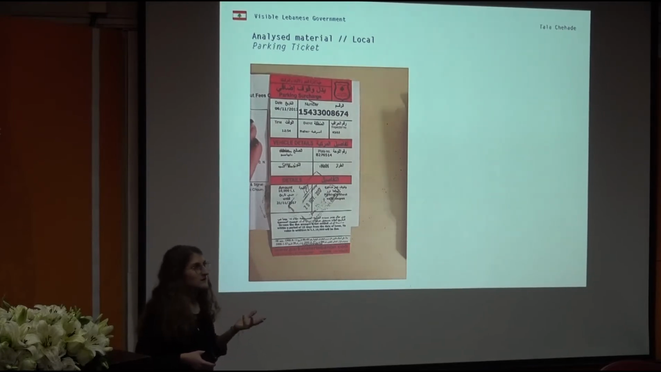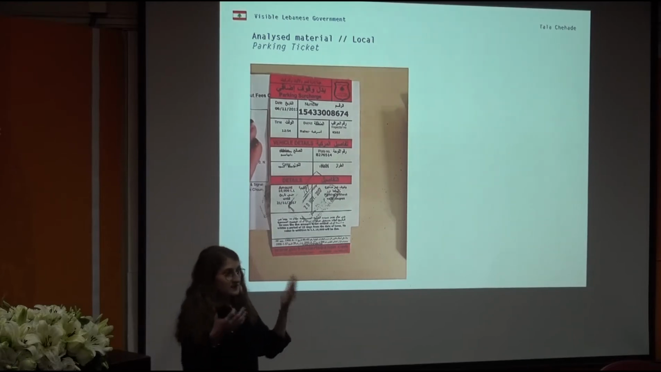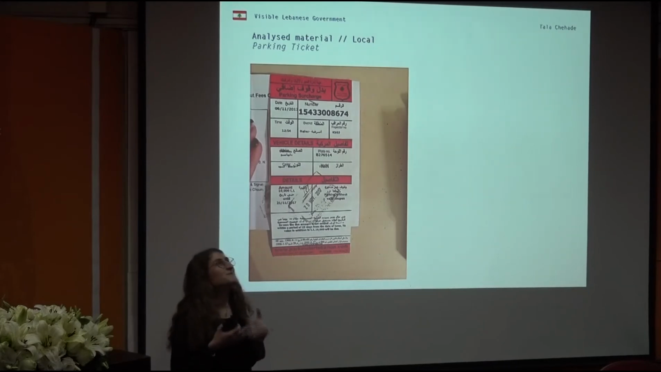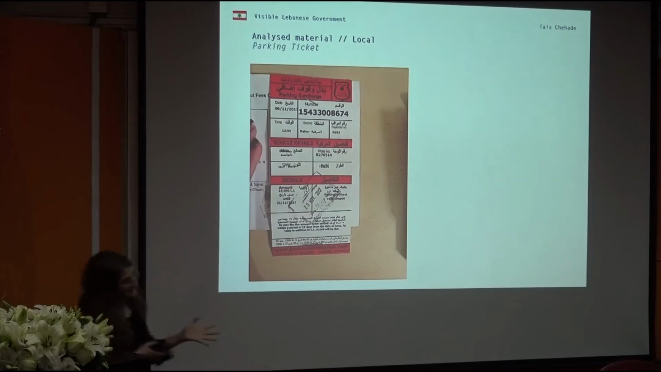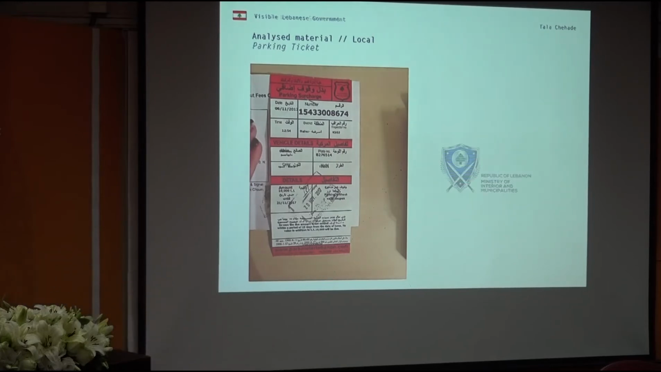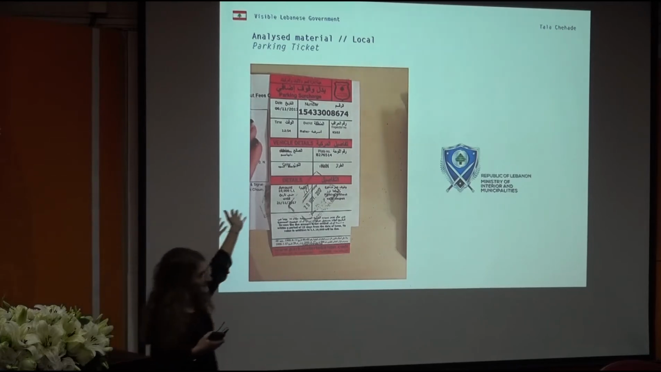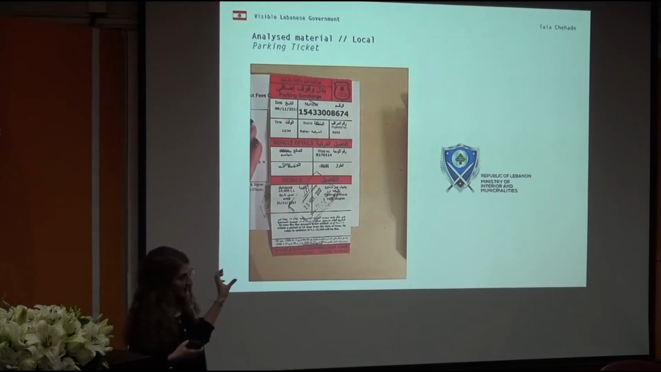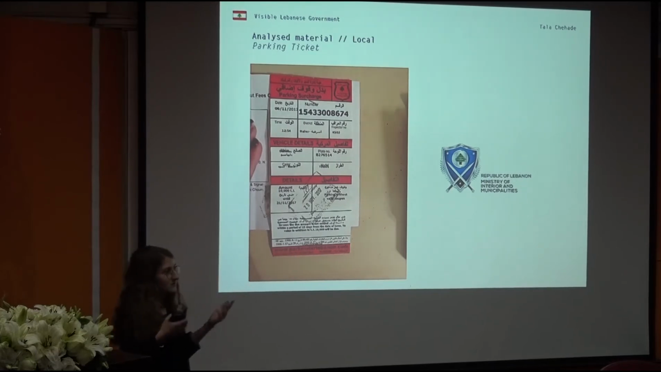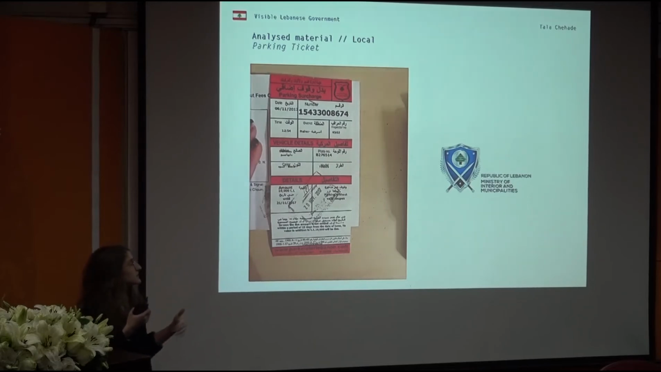And clarifying the links between the institutions and the ministries will actually clarify how the government functions, and maybe it will make the Lebanese government a more transparent and visible government identity. As you can see here, this parking ticket belongs to the Ministry of Interior and Municipalities. However, on the parking ticket itself, we don't see the link.